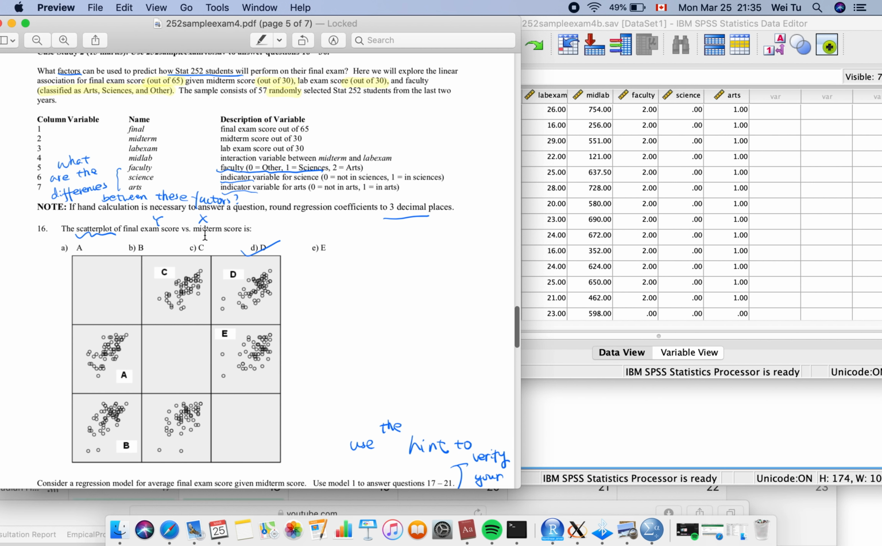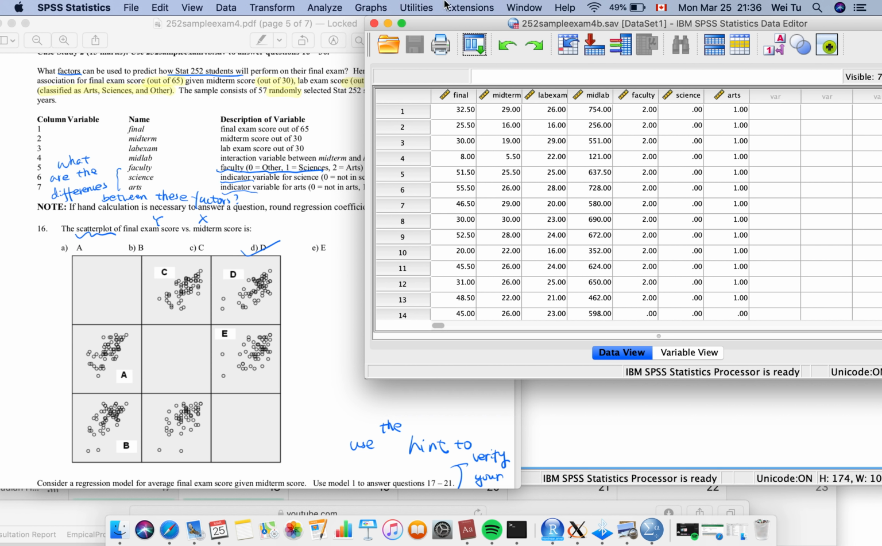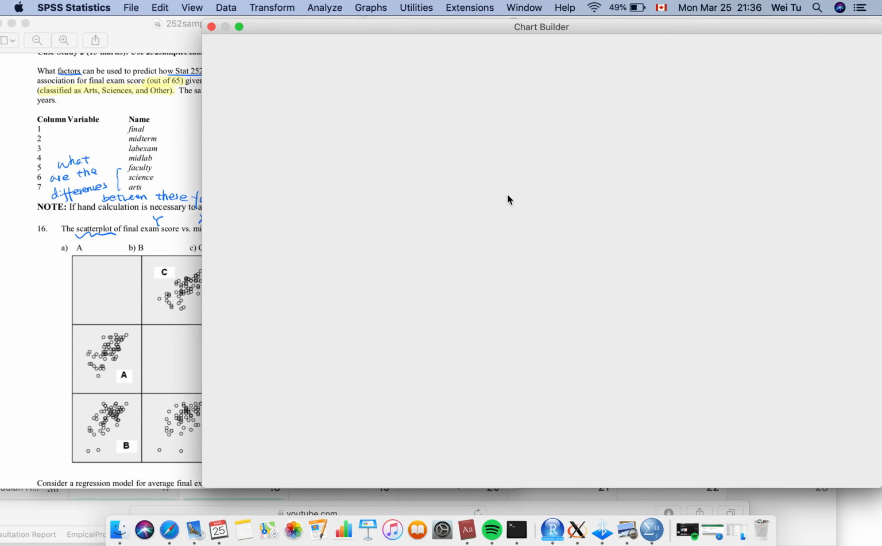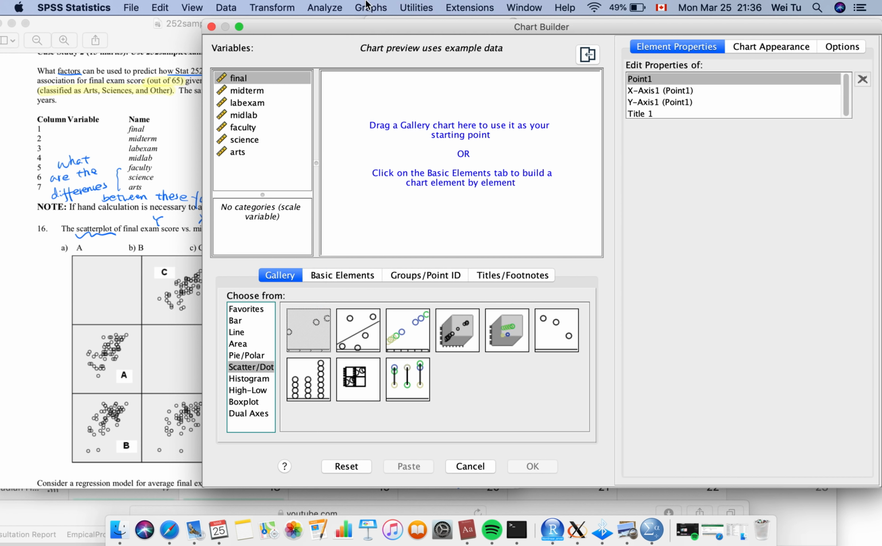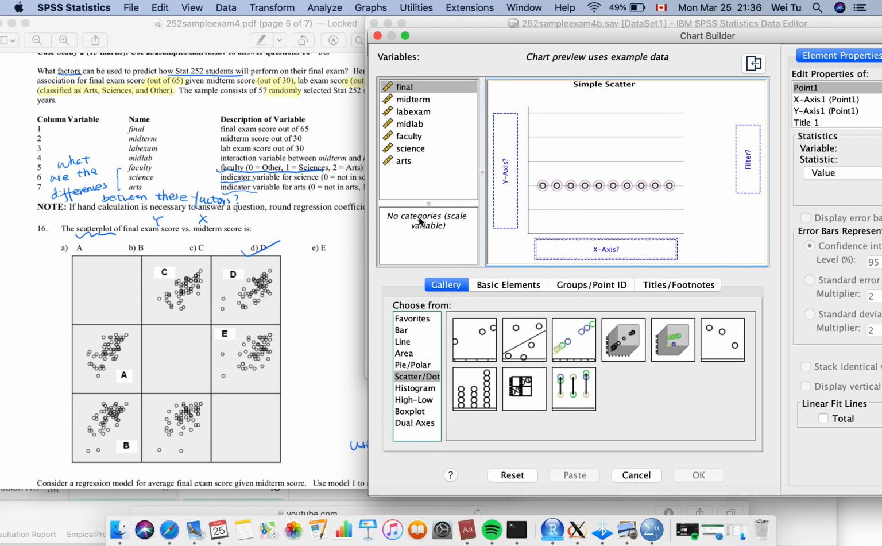So 16 asks for a scatter plot between the final exam versus midterm. So for a scatter plot, let's do graph, chart builder, and then scatter plot. So we just need a simple one. So something versus something. The first one is y. So the final score versus the midterm.